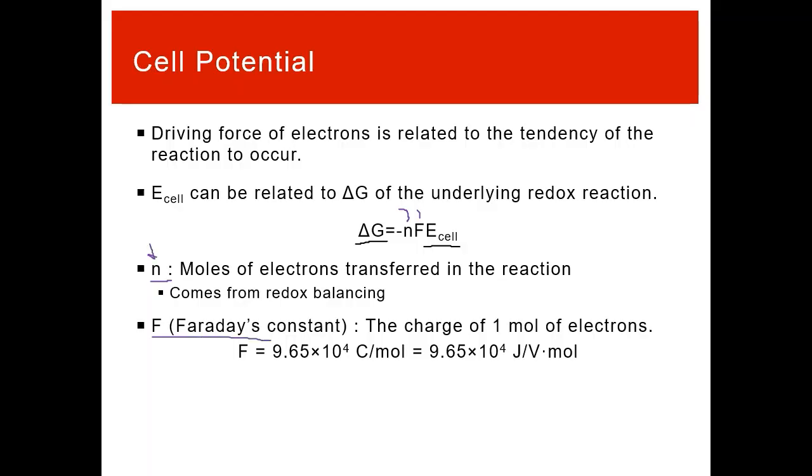F is a constant. It's Faraday's constant. Michael Faraday did a lot of work with understanding electricity, and Faraday's constant gives us the charge of 1 mole of electrons. So 9.65 times 10 to the 4th coulombs per mole. So that is the charge of a mole of electrons. It is technically coulombs per mole, but if you remember, 1 volt was 1 joule per coulomb. So it is really common that instead of seeing it written as coulombs per mole, it's joules per volt mole, where you're just using the relationship between coulombs and joules and volts.